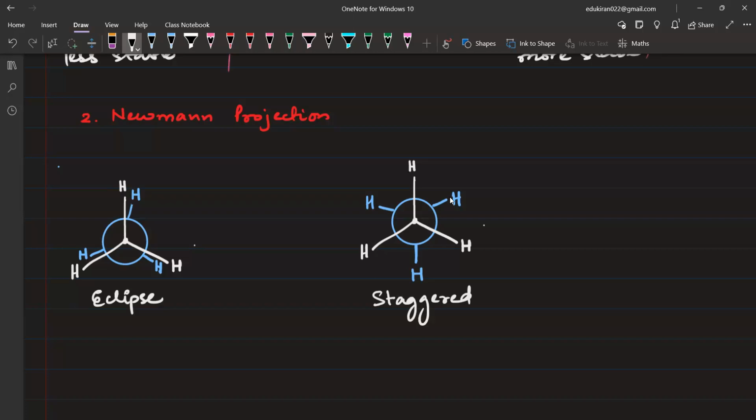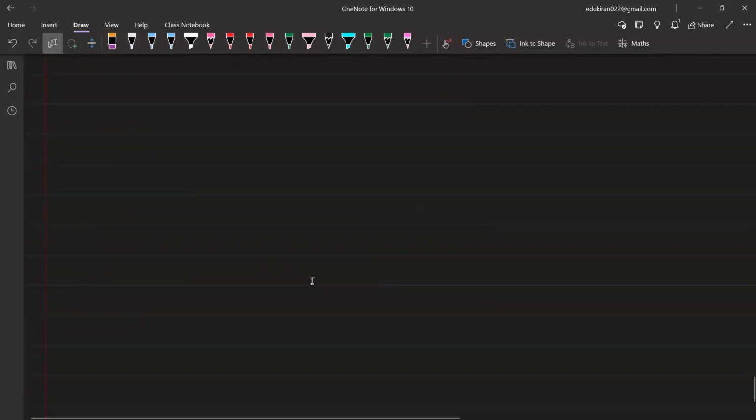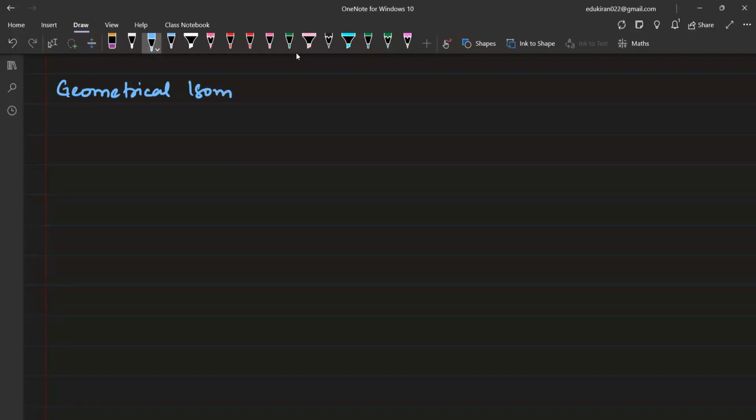Done everyone? Okay. After this, you will write geometrical isomers of alkene. Please write geometrical isomers of alkene. Okay, so the geometrical isomers are of two types, only two.